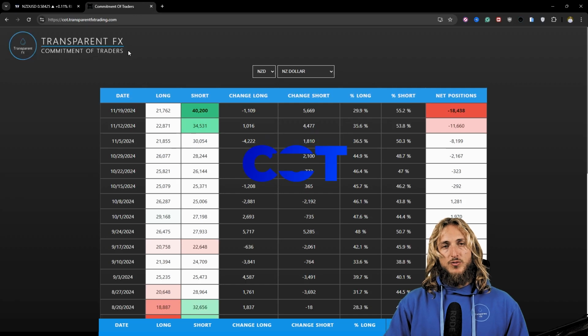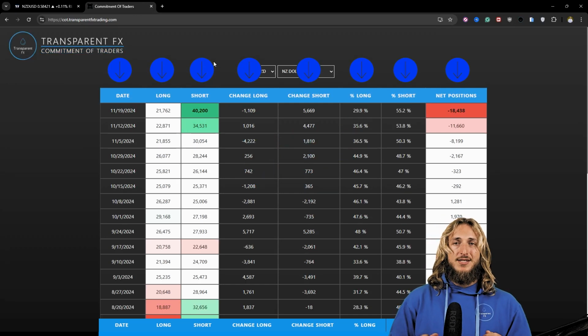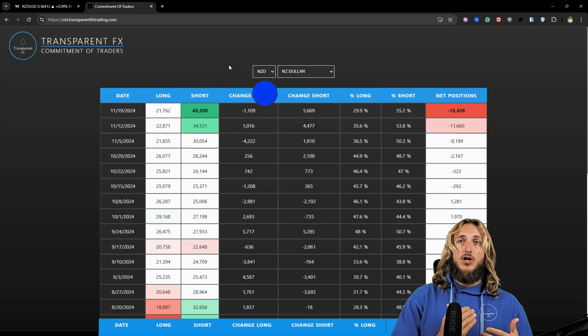However, if we go and see what we have when it comes to the commitment of traders, so what the big players, so institutions in the market are doing, and we look at the data precisely for the NZD, the first thing that we have to keep in mind is that if we're looking at the data for the NZD, we're actually already looking at NZDUSD.